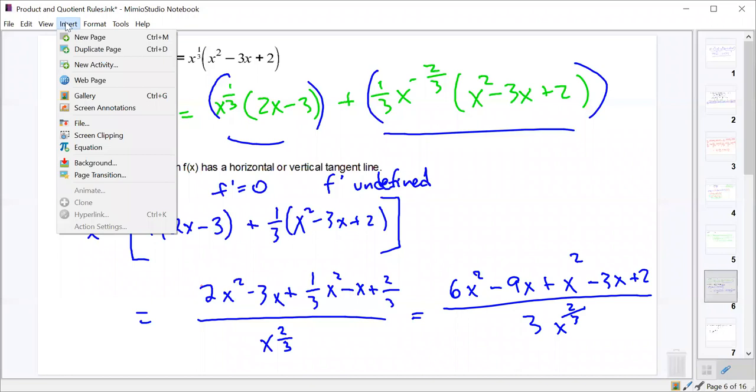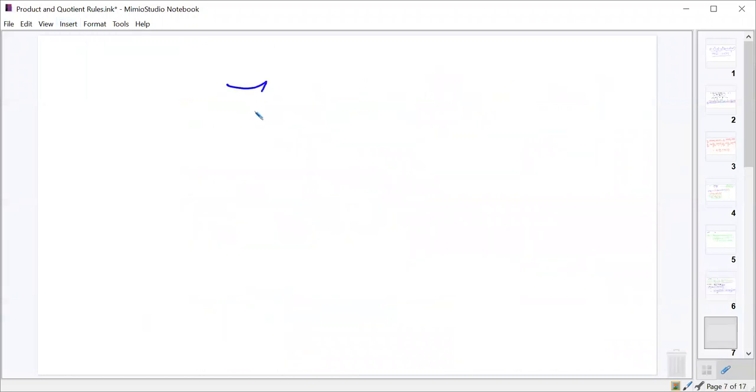So we'll have 7x squared minus 12x plus 2 over 3x to the 2/3. Okay. So when does this equal 0? That's our first question. Wait, it's not to the negative 2/3, is it? Is it just 2/3? Oh, sorry. Yeah, positive 2/3. Been writing negative 2/3 so much. It's positive 2/3. That's my fault. Okay, thank you. Yep. So when does this equal 0?